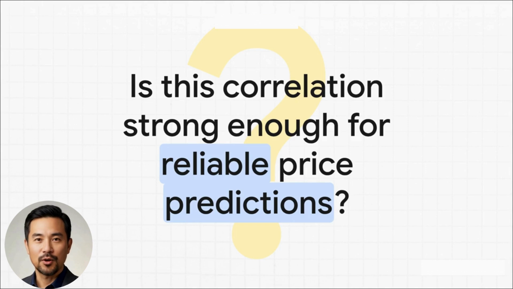And that leaves us with the final million-dollar question, doesn't it? We found a real connection, but is that connection strong enough to actually build a tool that could reliably predict what a pumpkin will cost? That's the next step in the investigation, and it's a question every single data detective has to answer for themselves.